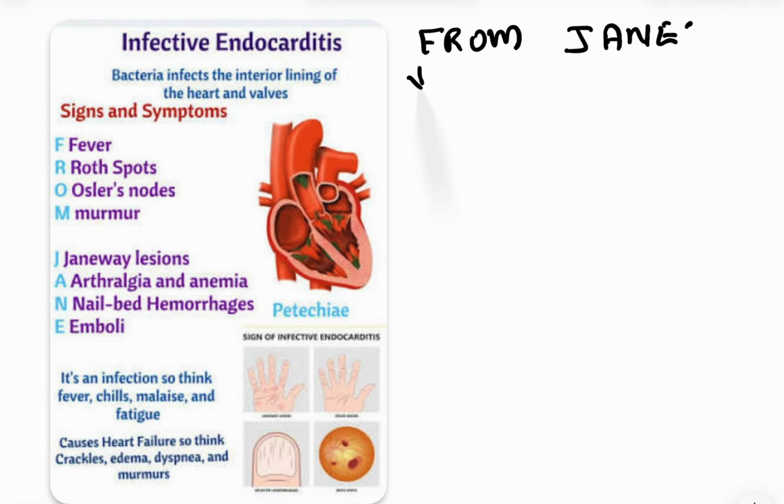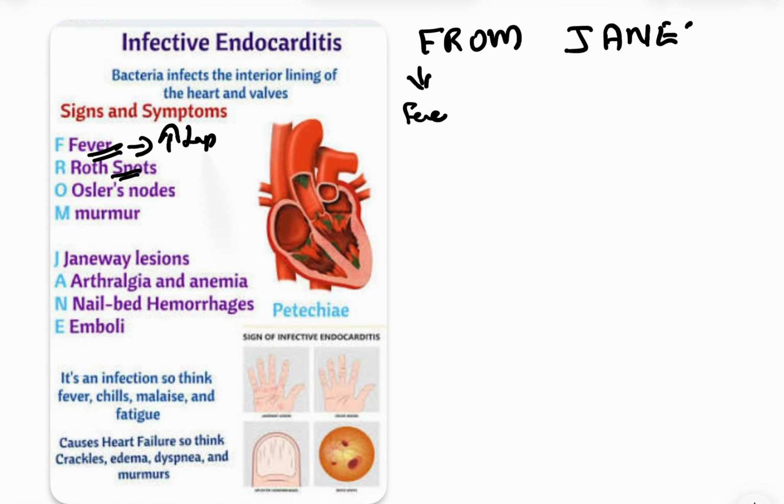First one is increased temperature or fever. It's here. Fever. Roth spot, don't worry about the Roth spot, Osler's node, and Janeway lesion. I will have a separate detailed discussion about them in the same class itself after this slide. So first one is fever or increased temperature.